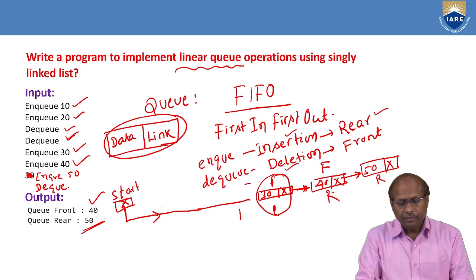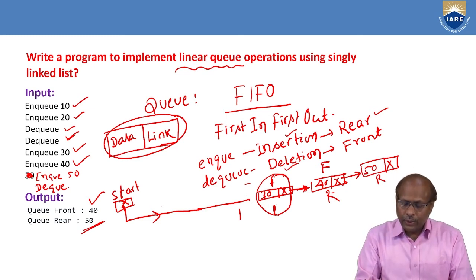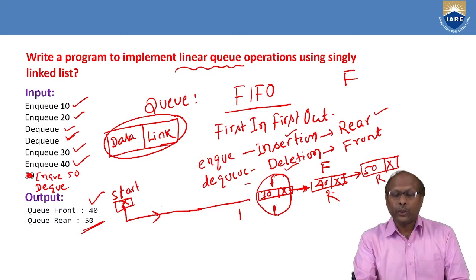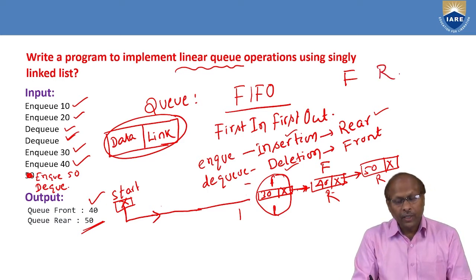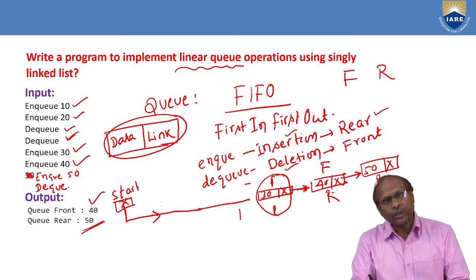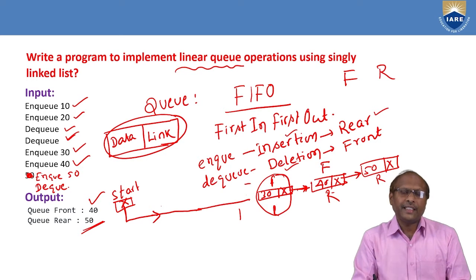So remember, to do this, what are the various requirements? You need 2 indicators. One is front, second is rear. Front will always be pointing to the front node. Rear will always be pointing to the last node. So you have to maintain 2 indicators. Front is one integer value, rear also one integer value, meaning the position. Generally that is the position.